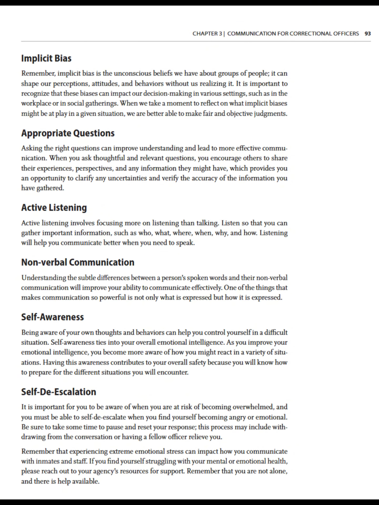Self-de-escalation. It is important for you to be aware of when you are at risk of becoming overwhelmed, and you must be able to self-de-escalate when you find yourself becoming angry or emotional. Be sure to take some time to pause and reset your response. This process may include withdrawing from the conversation or having a fellow officer relieve you.